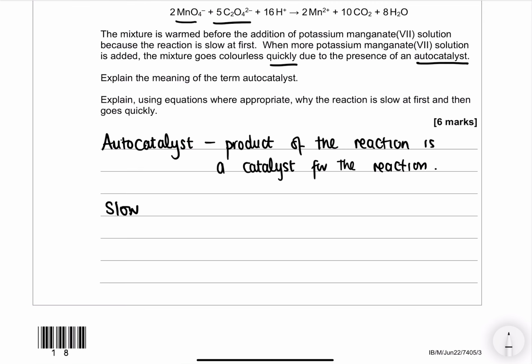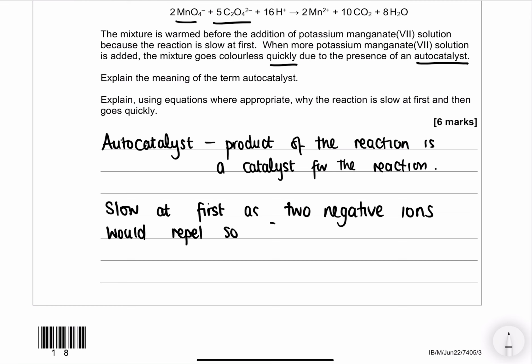If we look back at what we underlined about who was reacting, as 2 negative ions, you see that they're the 2 things that are reacting, would repel. So the activation energy would be high as energy is needed to overcome the repulsion.